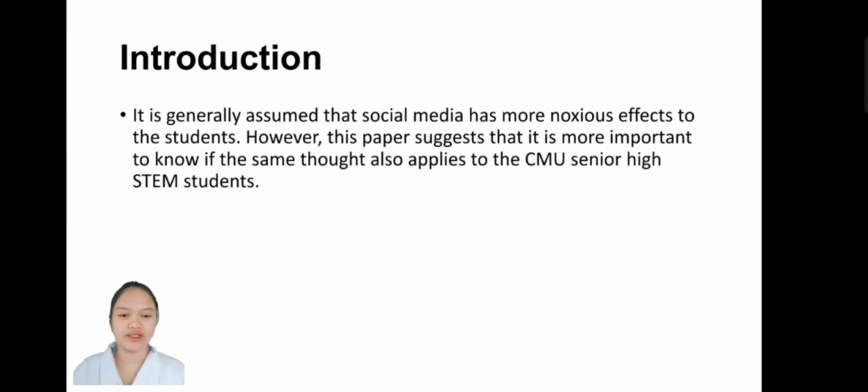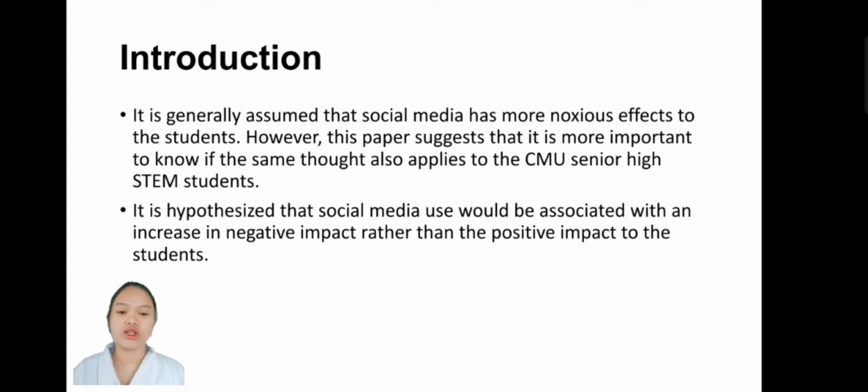It is generally assumed that social media has a more noxious effect on students. However, this paper suggests that it is more important to know if the same thought also applies to the CMU senior high STEM students. It is hypothesized that social media use would be associated with an increased negative impact rather than the positive impact to the students. This paper first discusses several examples of survey-based research in social media use, then goes on to online meetings to surely evaluate the effects of social media use on the students.